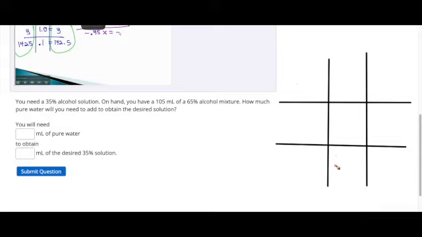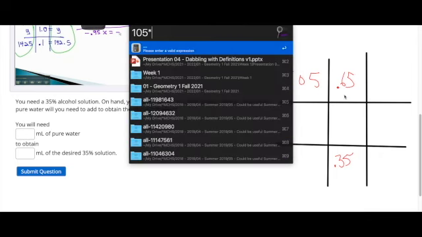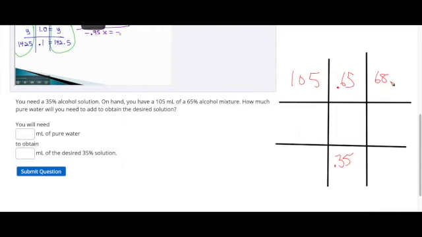Okay, so I know we need this. And what else do we have? We have 105 of 0.65. We're going to have to do that, so let's do it. 68.25 is 1. All right.